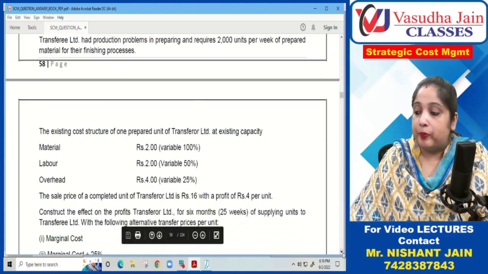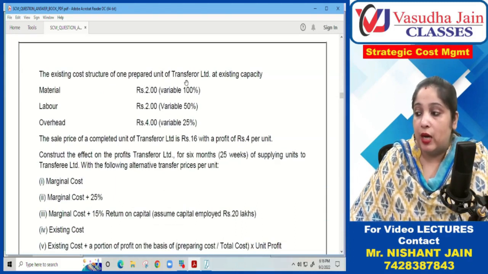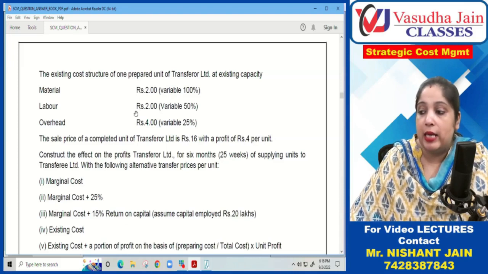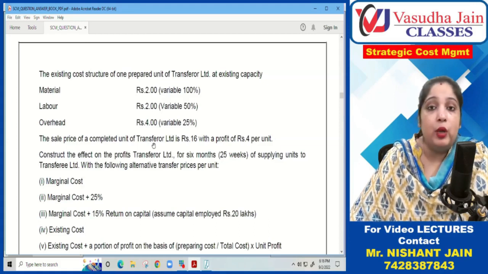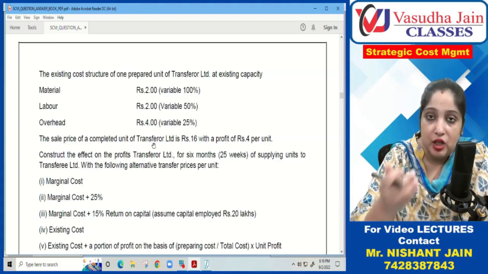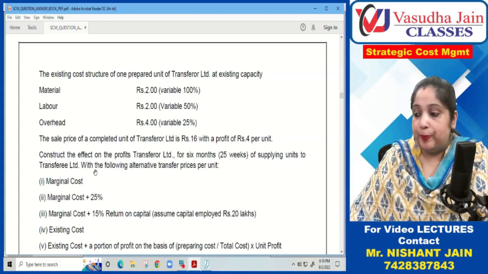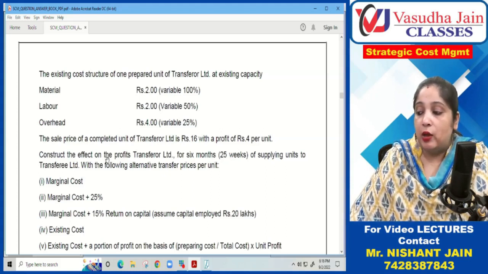Going further, the existing cost structure of one prepared unit, not finished unit, prepared unit of Transferor Limited at existing capacity is material 2 rupees, labor 2 rupees, overhead 2 rupees, out of which material is 100% variable, here 50% and here 25% is variable. The sale price of a completed unit of transferor, that is after doing the preparing work and the finishing work, is 16 rupees with a profit of 4 rupees. Construct the effect on the profit.